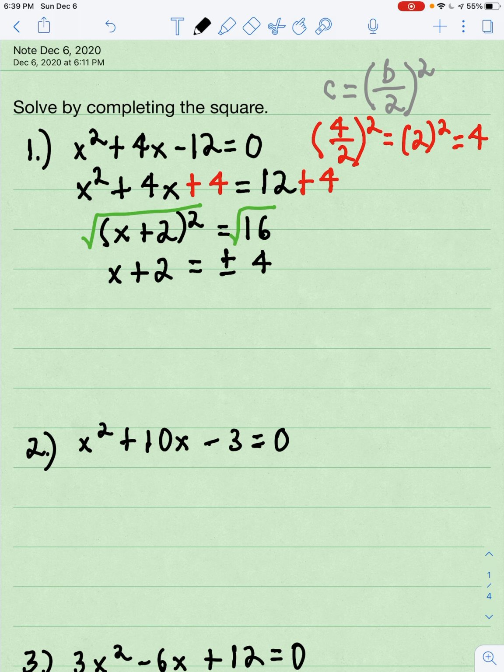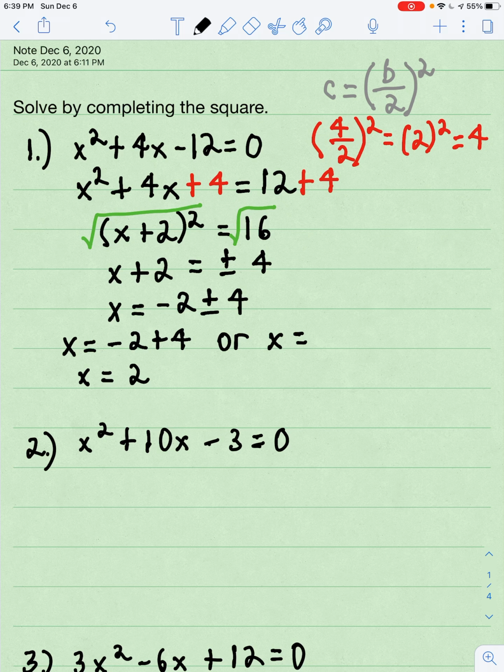So now we're going to get x by itself by subtracting 2 from both sides. Normally we put that value in front of the plus or minus, and because we have integers, we can separate this, and we're going to take negative 2 plus 4 as one solution, which of course would give us x equals 2, or x equals negative 2 minus 4, which gives us x equals negative 6.